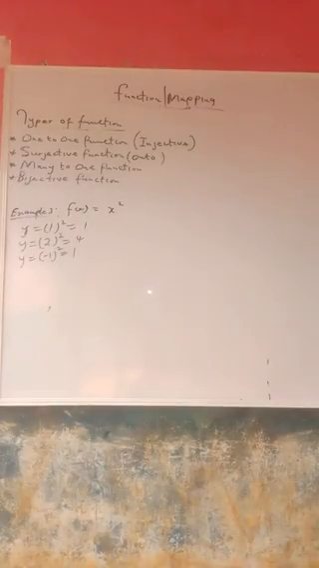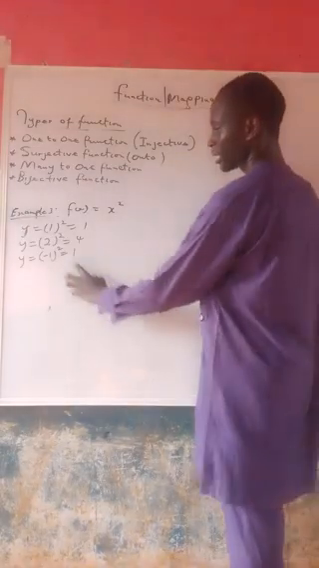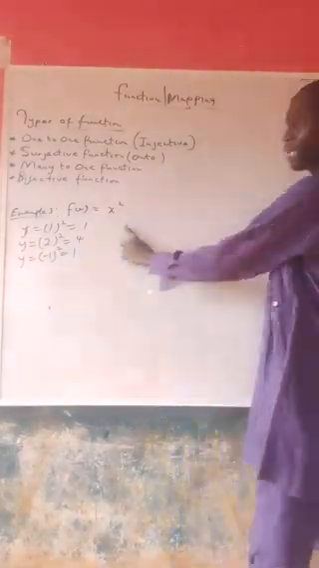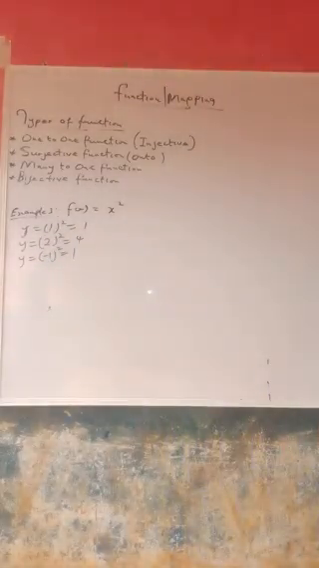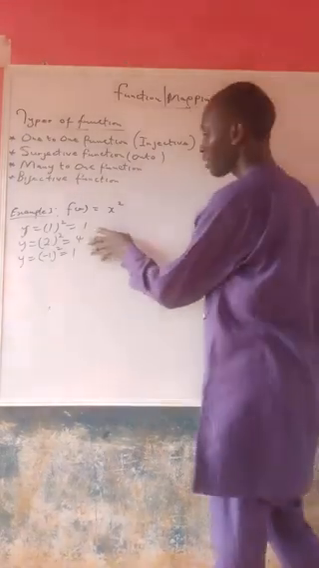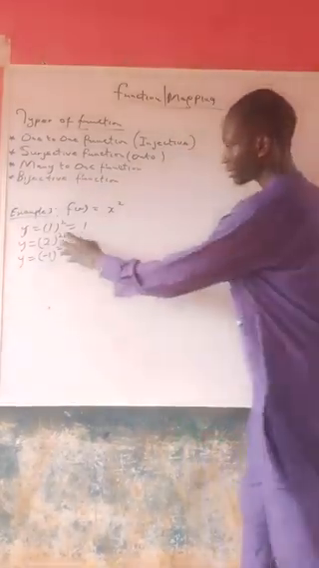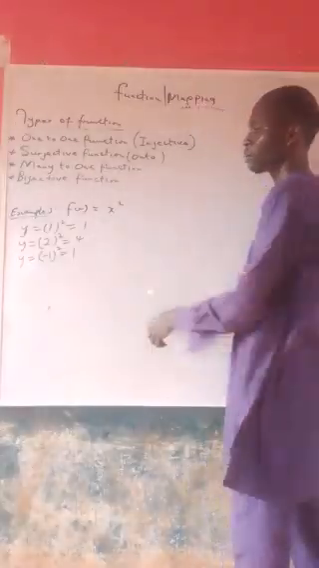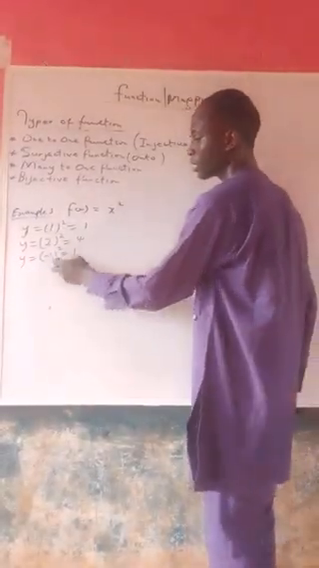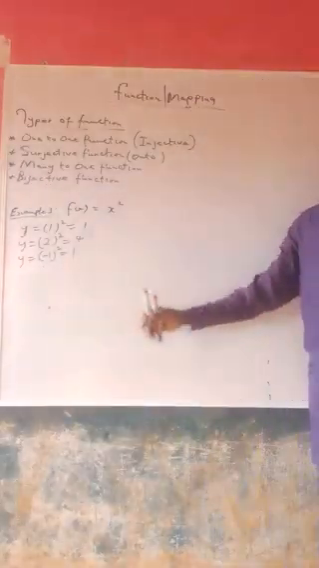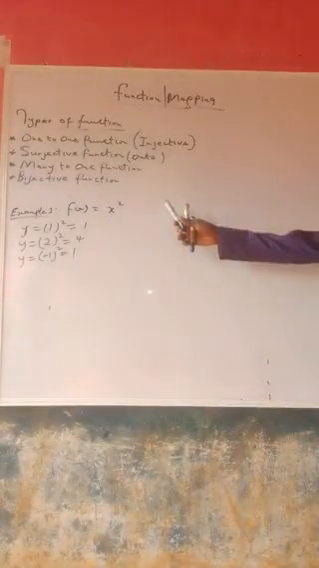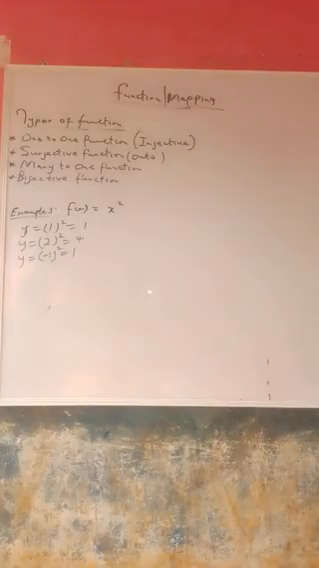Alright, now if you look at this kind of function, you can see that we are having different inputs with the same output. Which kind of function has this property? Different inputs having the same output. That is, 1 has the output 1, and negative 1 also has the output 1. So this is said to be not injective. Alright, that's cool.